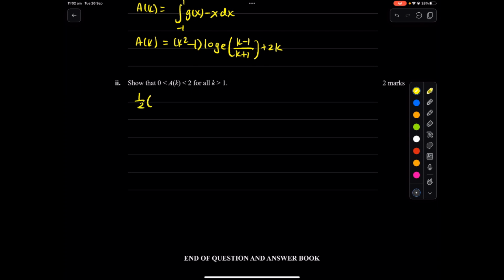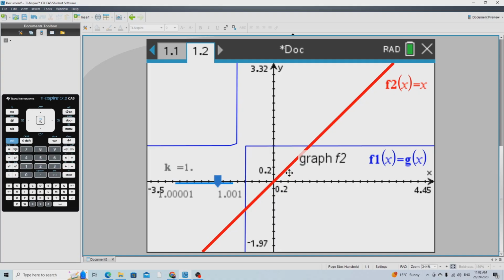So what's the base? Well, the base is from -1 to 1, so it's 2. And the height is also 2. So the halves cancel out and it becomes 2. So the area of that triangle is 2, which makes sense. It can go to a max of 2.